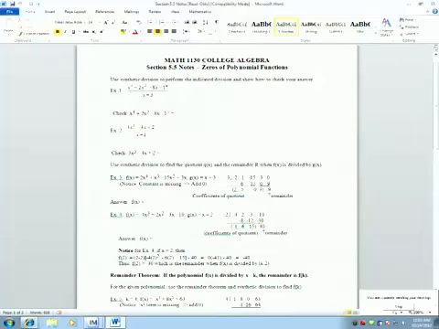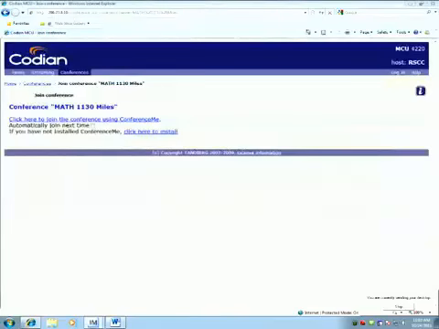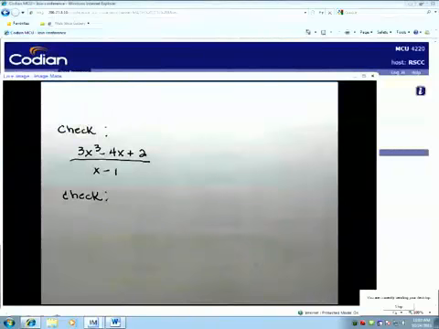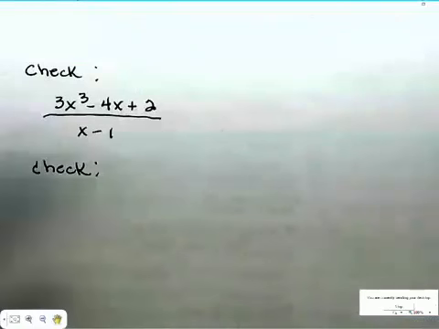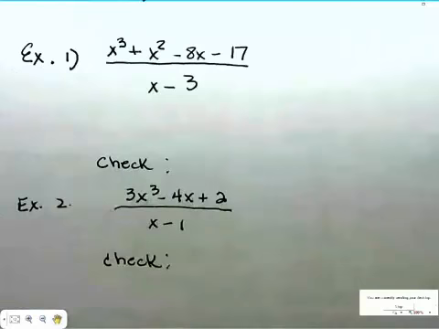I'm just going to write this down, and then I'll switch back to where you can see. All right, just write down these two examples, and let's make sure we remember how to do synthetic division. Some of you missed it on the first test, so we need to review.